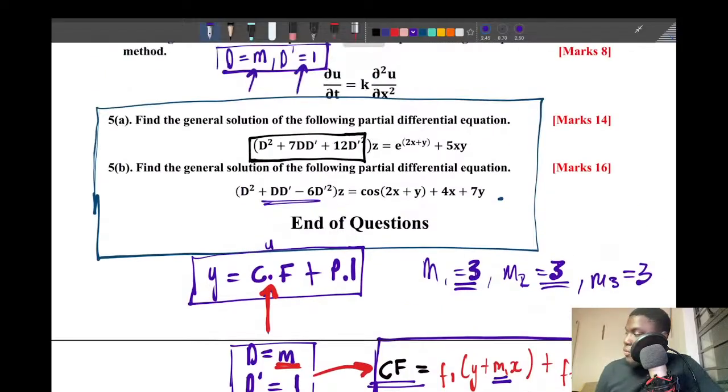Let's solve number 5a. We'll go to particular integral, and for particular integral I'll now tell you tips. But it's separate from the very first thing, which is the complementary function. You get it for 5a, you get it for 5b. Complementary function, very easy. D is going to be m. D prime will be 1.